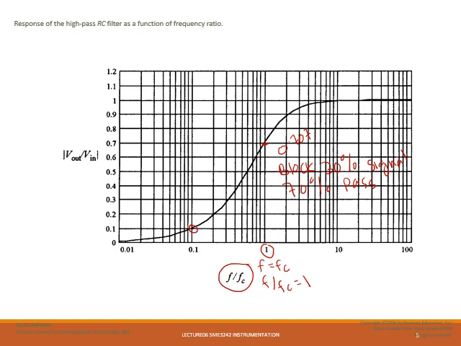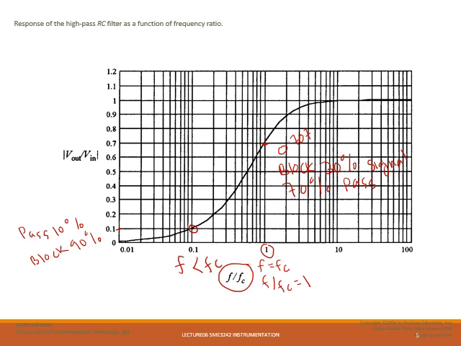Here, this is the location for F smaller than Fc. It is around 10 times smaller than Fc. We can see that the gain is around 0.1, meaning the filter will only pass 10% of the signal and block 90% of the signal.